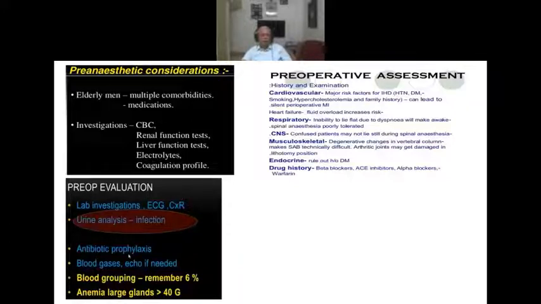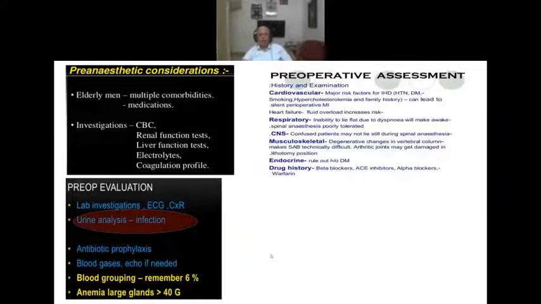And antibiotic prophylaxis is important, so it should always be given before the start of surgery. Blood grouping should be done and the reservation should be done. You need not bring the blood to the OT, but you must reserve and keep it ready. If the gland is more than 40 grams, you must make sure the patient is not preoperatively anemic, so anemia should be ruled out.